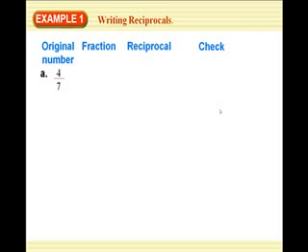Okay, so example number 1, we're going to practice just plain writing reciprocals. So the reciprocal for 4/7 is 7/4. Okay, now the check is, to check it, if you multiply a fraction and its reciprocal, it is always going to be 1. So you get 28/28, which is 1.